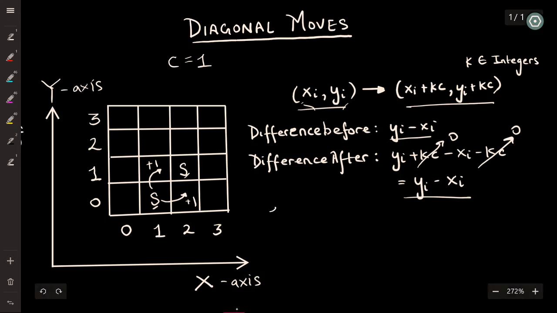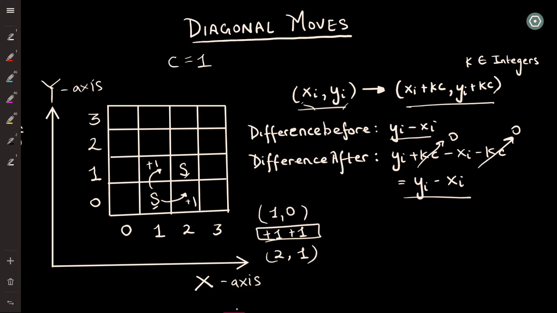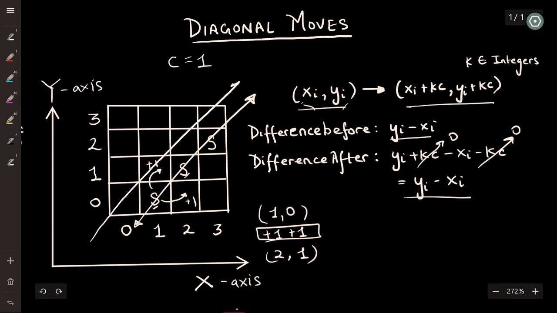So initially the point was 1 comma 0, then +1 and +1, then it reached 2 comma 1. And because of the nature of this move, it always remains on the same diagonal. So if I apply this move again, it's going to move here. So this diagonal is going to look like this, and it extends both ways. I can also drag it downwards too. If we're starting on this diagonal, then we're going to stay on this diagonal.